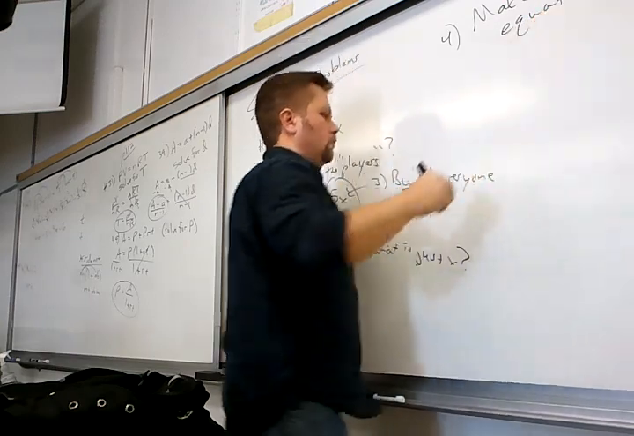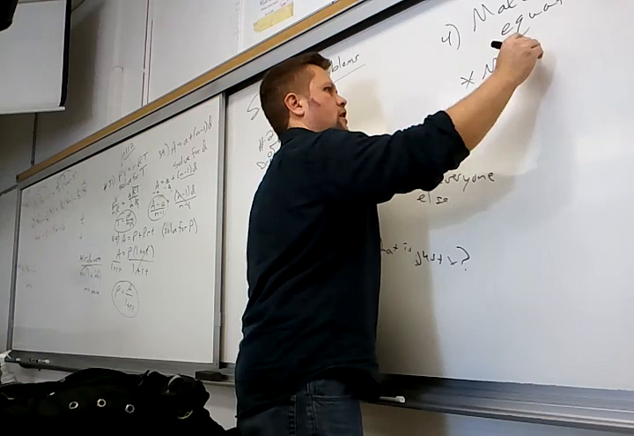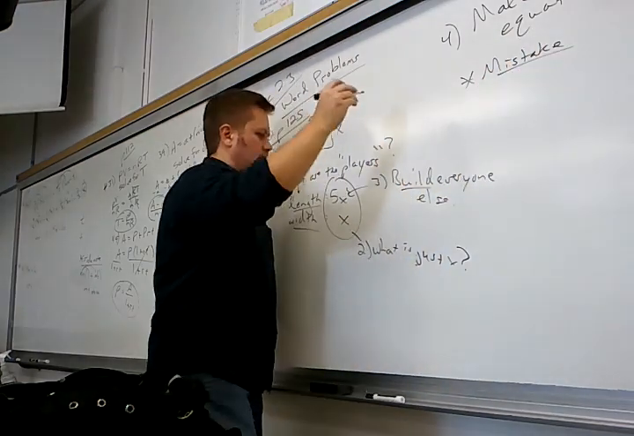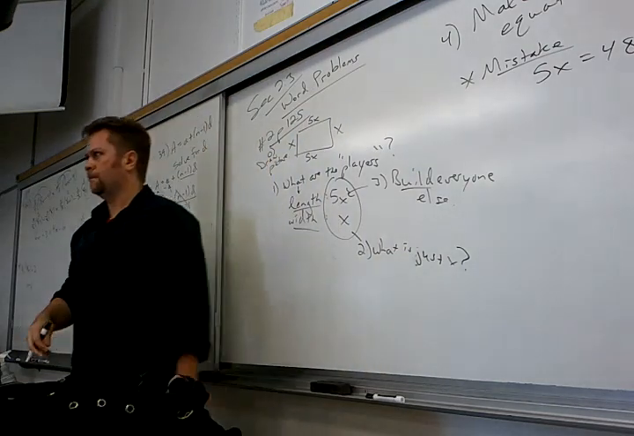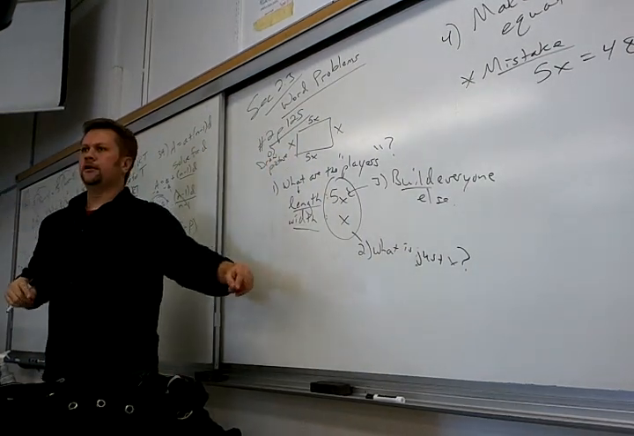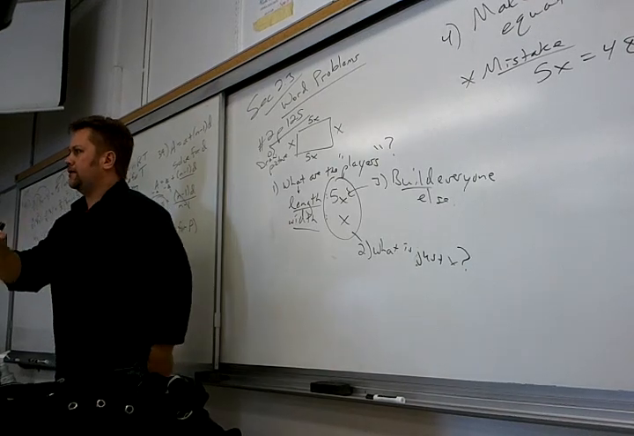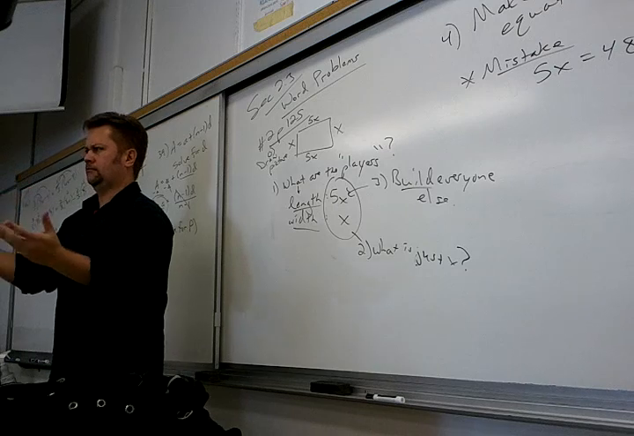So of course, the mistake I see all the time is this. I actually either see this, which I think everybody can agree that's not right. And normally somebody writes that who skipped everything else. They see the 5 times as long, and they say, okay, that's 5x, 48 inches, 5x equals 48, I'm done.